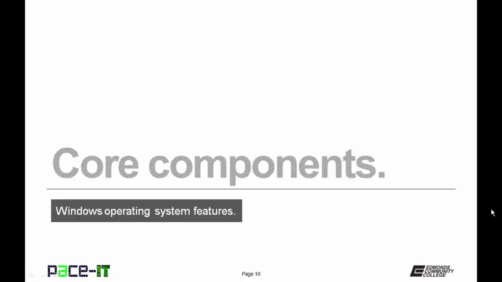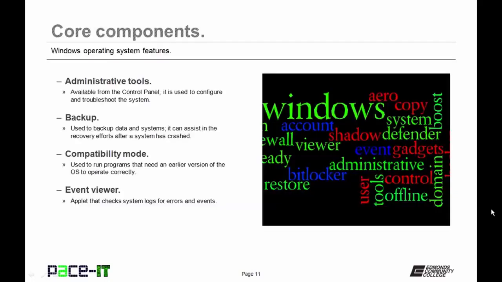Let's move on to some core components of Windows operating systems. And we begin with administrative tools. All versions come with administrative tools. Those are located on the control panel, and they allow you to configure and troubleshoot your system. All Windows operating systems have some backup program that comes bundled with them. Actually, it's built right into the operating system.